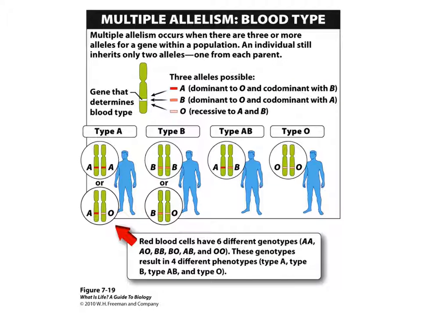Here's another picture of those combinations. Type A has two possible genotypes. Type B blood has two possible genotypes. Type AB blood has only one possible genotype, and type O blood has only one possible genotype. So, what are these genotypes actually coding for?